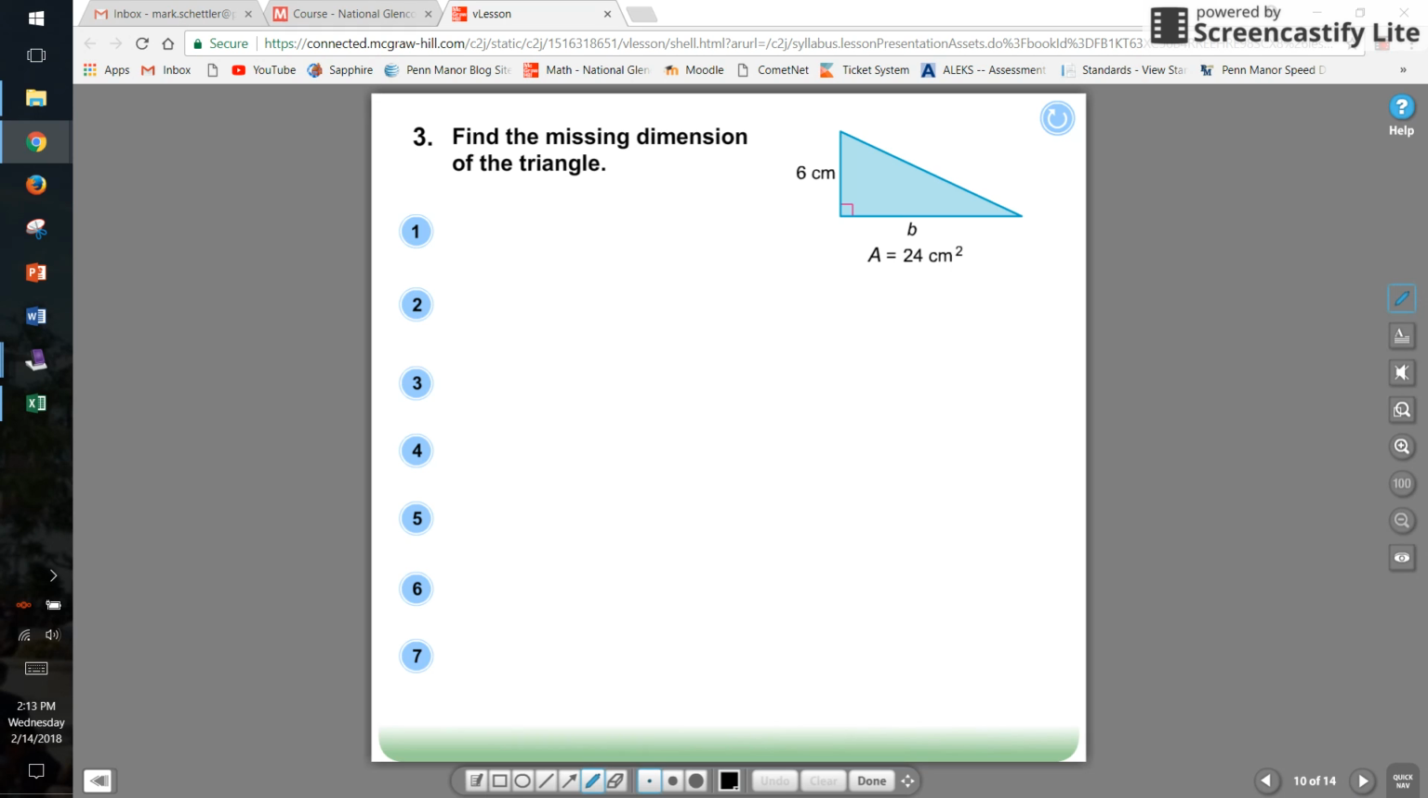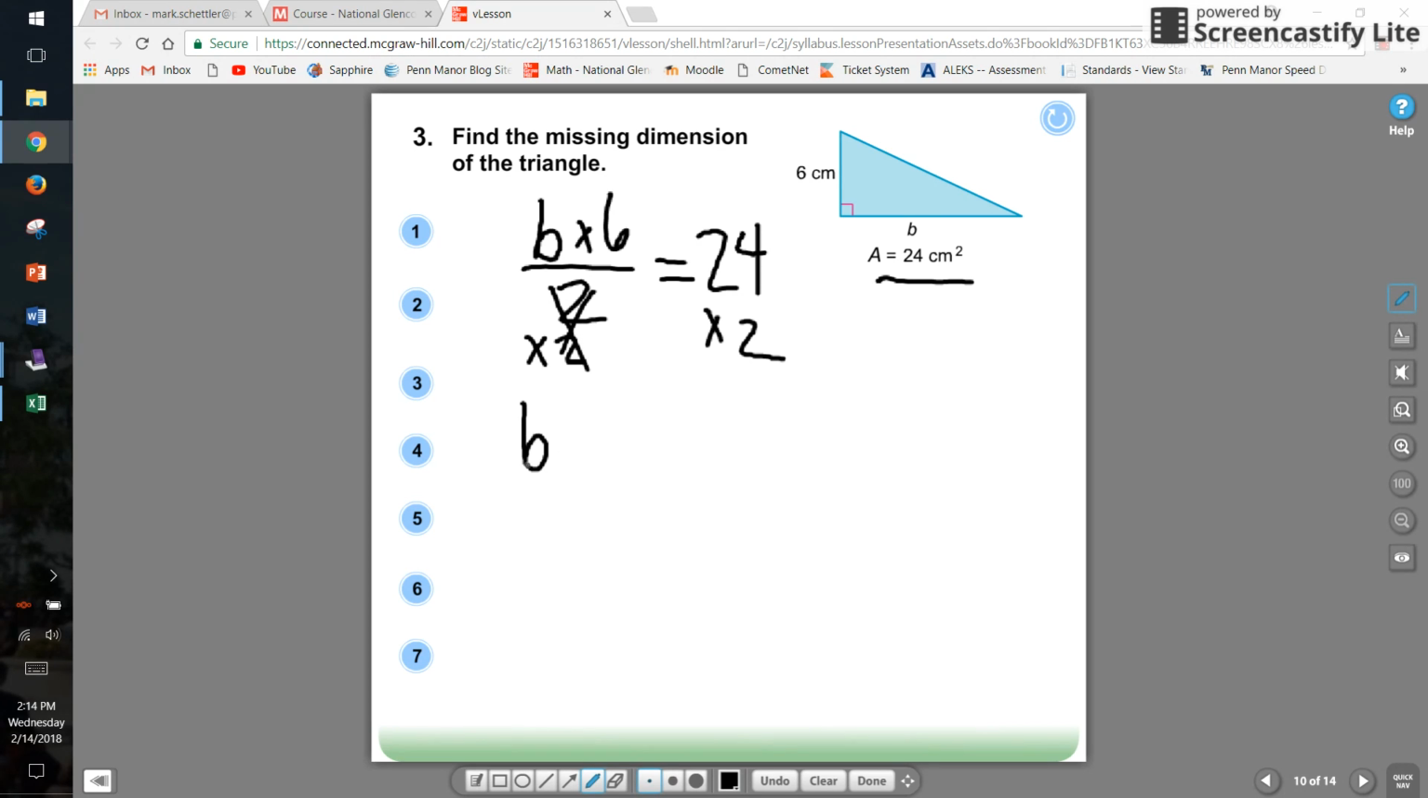In this case, the base is missing. We don't know what it is. Let's just fill in the blanks. I know the base is, well, we don't know what that is, times 6, divided by 2, and that should equal 24, which I got right there. That's the area. So, all right, let's get rid of that divided by 2 first. What is the opposite operation? Isn't it multiplication? Let's multiply it by 2. And if I do it on that side, I'm going to do it on this side. Okay, great. So that crosses out, leaving me b times 6 equals 48.